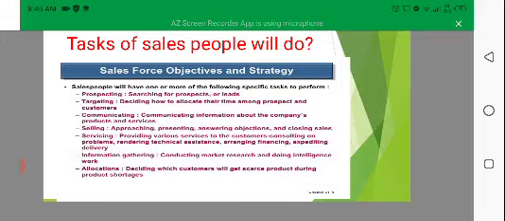So communication is a main thing in the companies: communicating information about the companies and products and services. Selling: approaching, presenting, answering, problem solving, all these are the tasks of the sales force. Servicing: providing various services to the customer and solving their problems. Information gathering: conducting marketing research and doing intelligence work. Allocation: deciding which customer will get what product during product shortage, or what will be the effective way to have communication with the prospect customers.